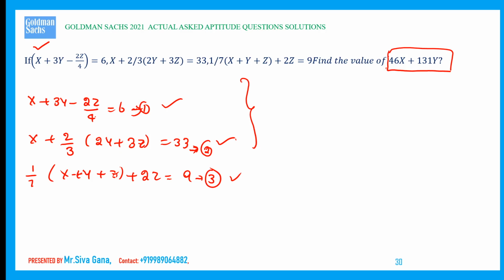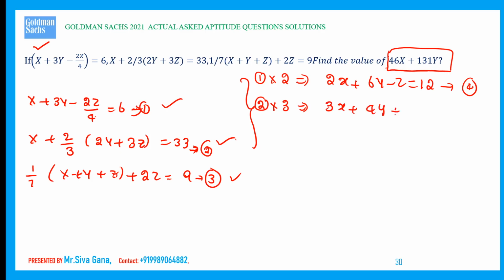This is 2 3s are 6, 2 to 4z we are going to get. First of all, I'm multiplying equation 1 by 2. If you multiply equation 1 by 2, you will get 2x plus 6y minus z is equal to 12. Let us say this is equation 4. Now, I'm going to multiply equation 2 by 3. If you multiply equation 2 by 3, we are going to get 3x plus 4y plus 6z is equal to 99. This is equation 5.